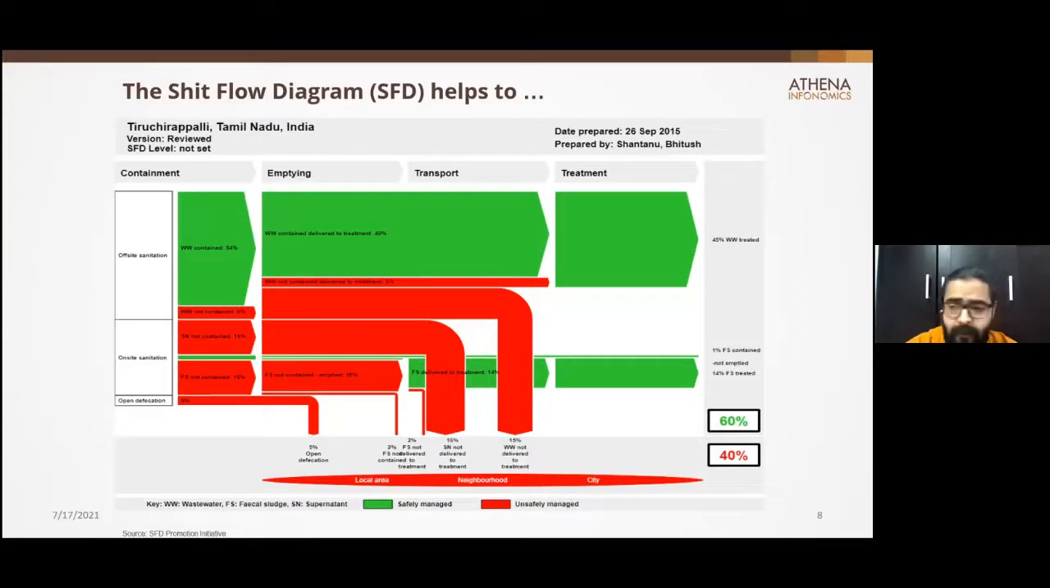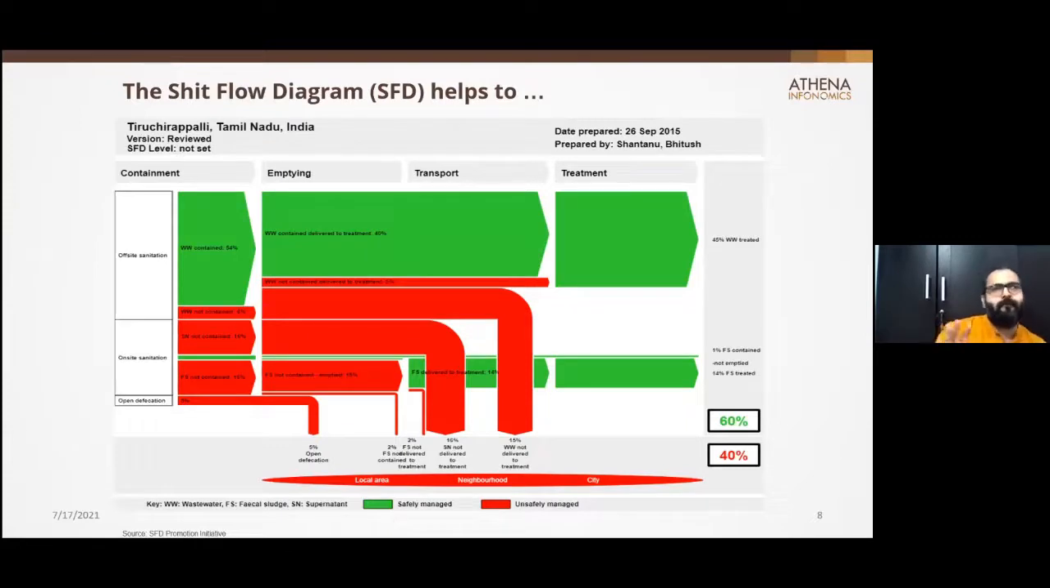Yeah, that's a good question, Pankaj, for asking that. So not to really confuse people, but when we talk about supernatant with respect to a shit flow diagram, we only are looking at liquid component which goes away from the site. That means when a septic tank is connected to a soak pit, then that liquid does not qualify to be called a supernatant, because that liquid does not need to transport. That liquid does not need to go to a treatment facility. That liquid is still considered to be a component of fecal sludge.